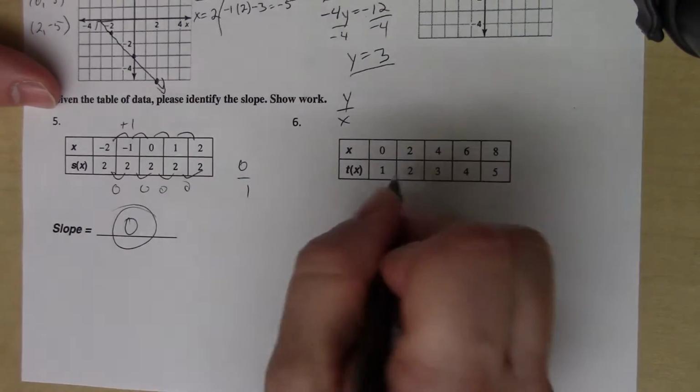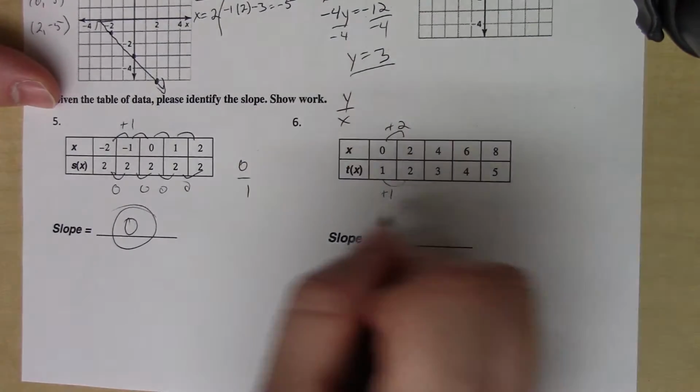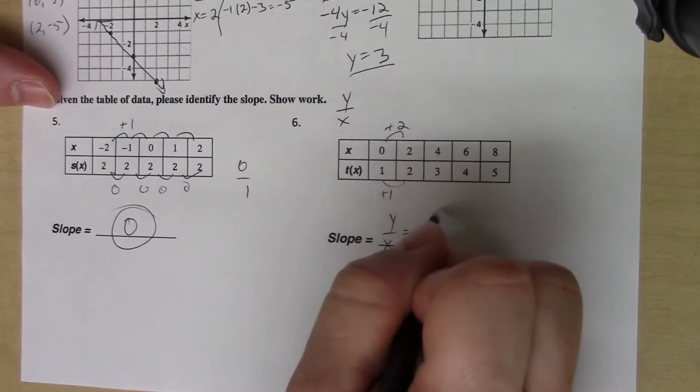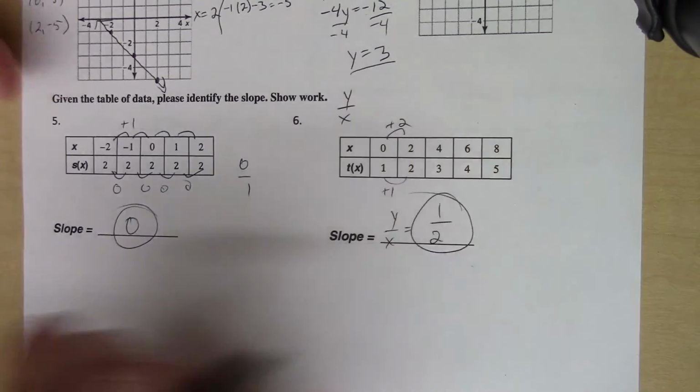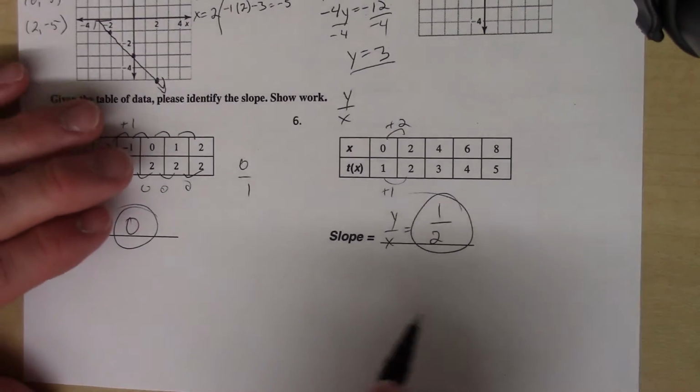Done? Okay, here it's going up by +1 over and over. Here it's going up by +2 over and over. Again, y over x means 1 over 2, and that is it. That is my solution. I cannot break it down any further. Okay? All right, so from there, well, let's keep going. Okay? That's it. That's all that is.